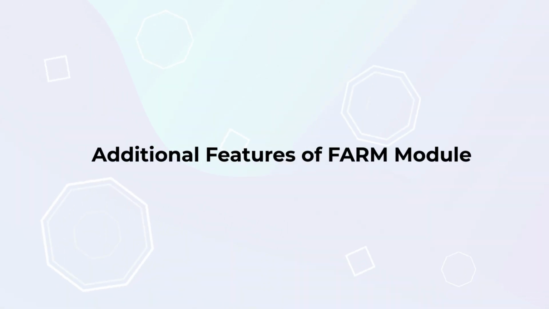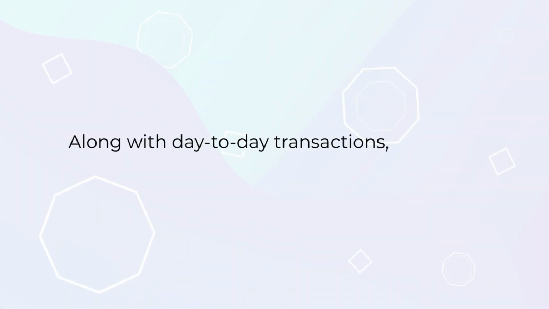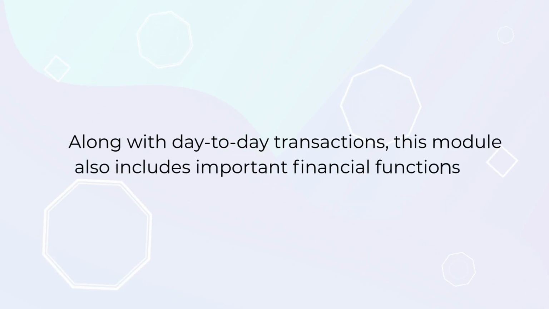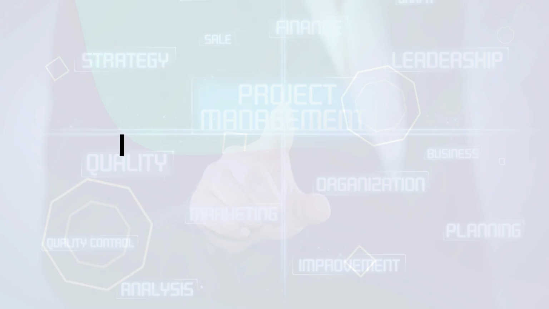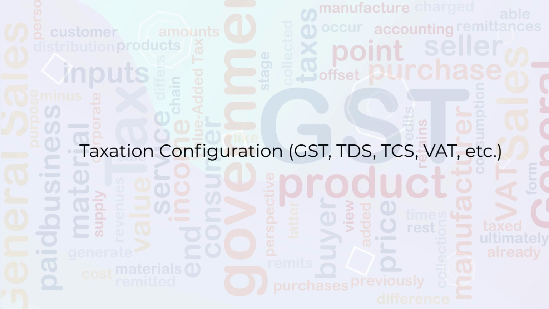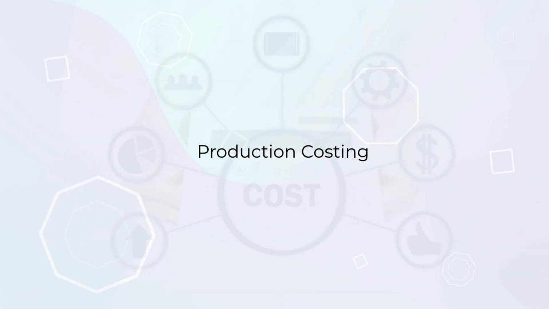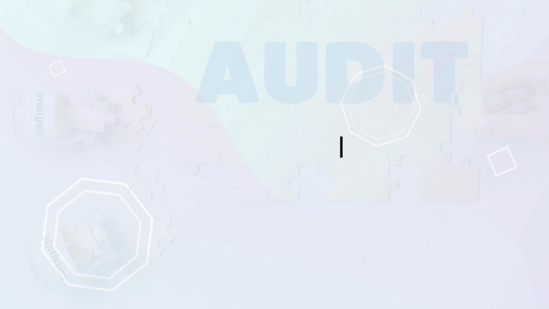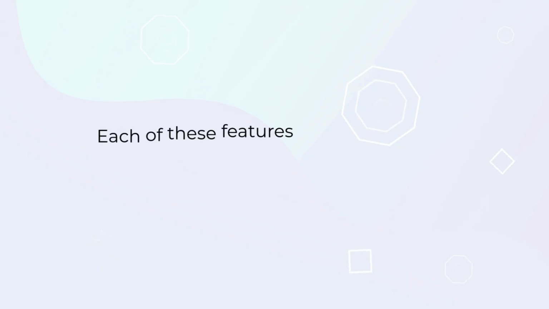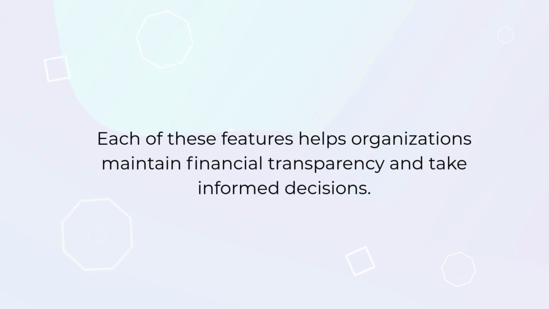Additional features of FARM module. Along with day-to-day transactions, this module also includes important financial functions like general ledger and chart of accounts, AP and AR management, taxation configuration, GST, TDS, TCS, VAT, etc., bank reconciliation, asset accounting, budgeting and cost control, production costing, audit utilities, LC and loan management. Each of these features helps organizations maintain financial transparency and take informed decisions.